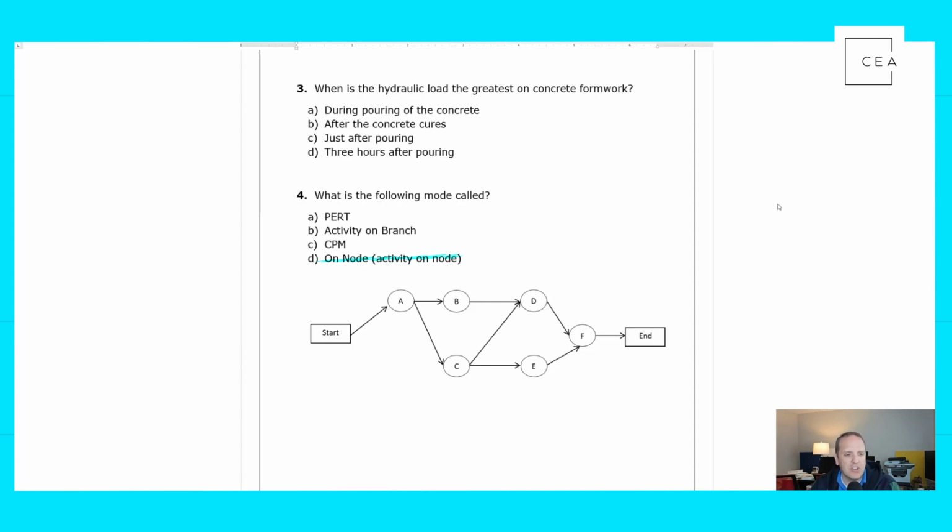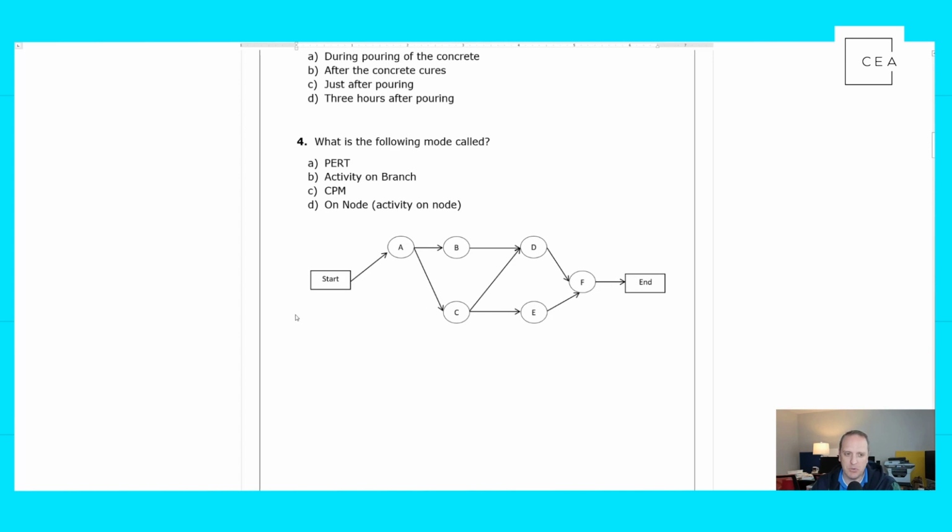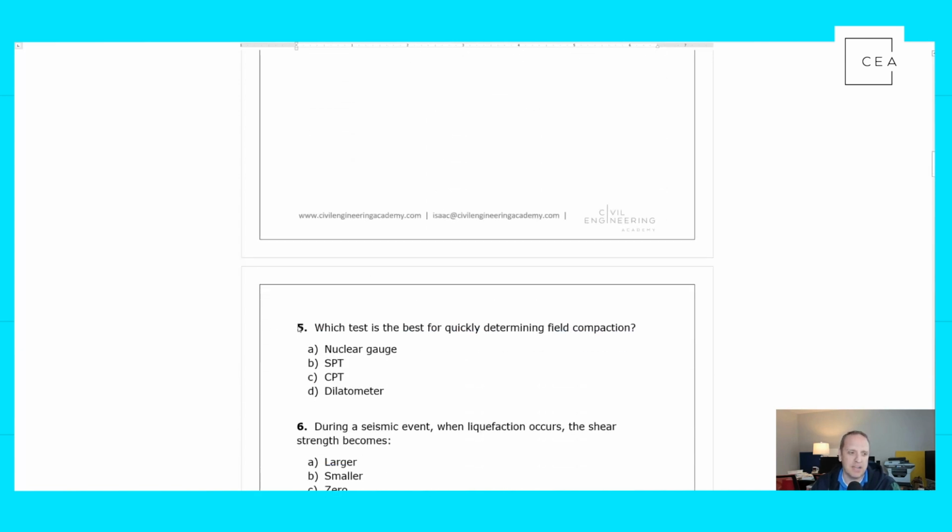So again, you need to brush up on your project management for scheduling, and you can really get a feel for how these are drawn out and the diagrams that they have. So good question. What's the following mode called with some activities drawn out there?